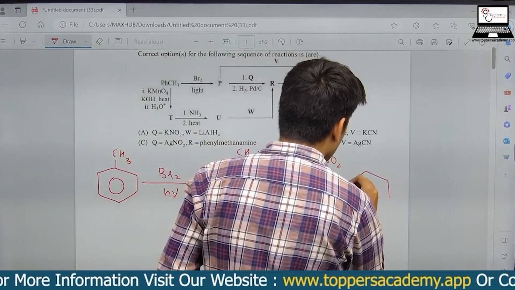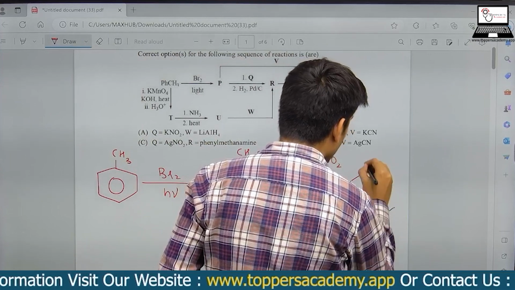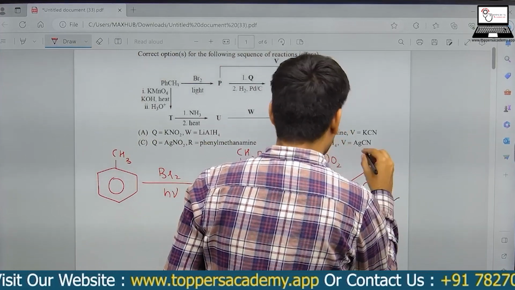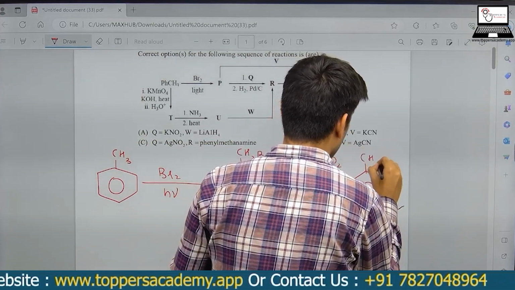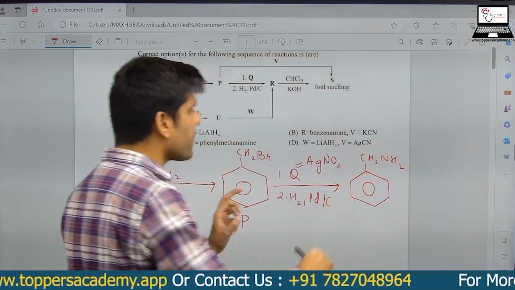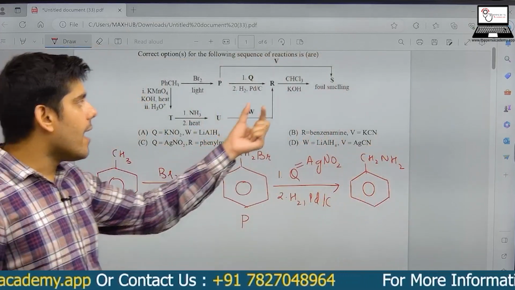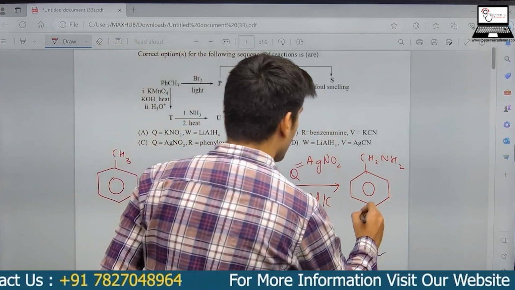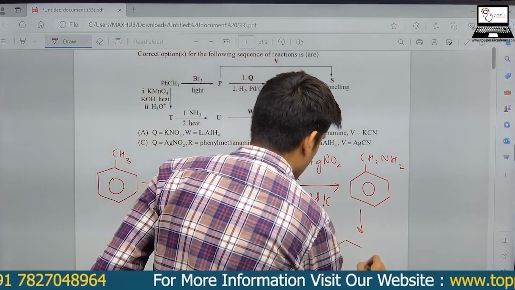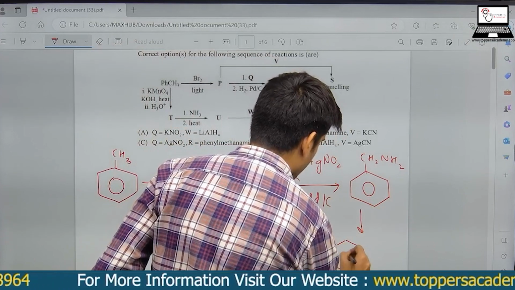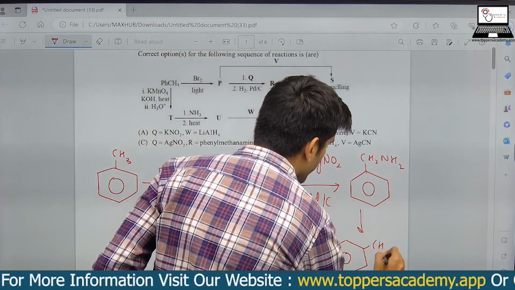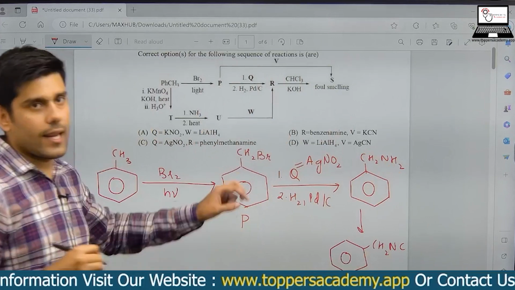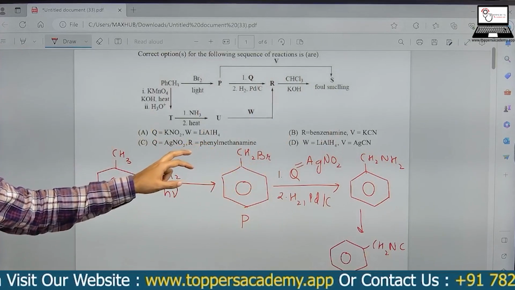After the reduction, we get the primary amine. So this is CH2NH2. Is that okay? We get the primary amine. And after that, like I said, it is your carbylamine reaction. So what we get is isocyanide as a product. So this is CH2NC. Isocyanide as the product. I hope this is clear to you.